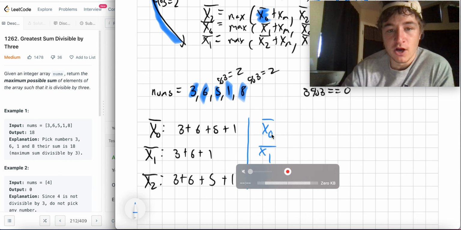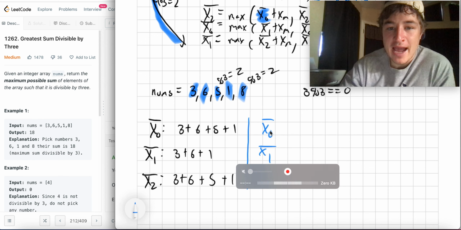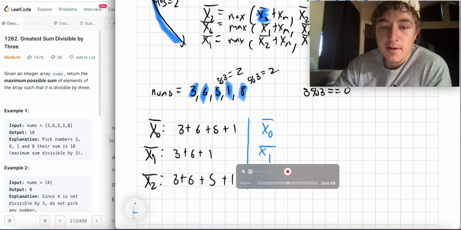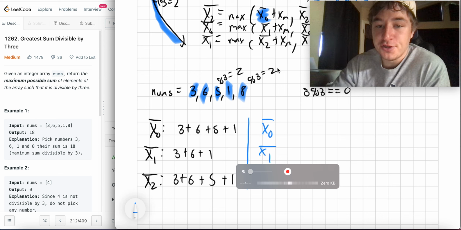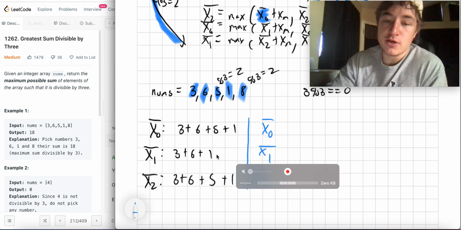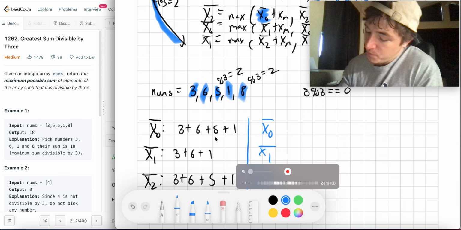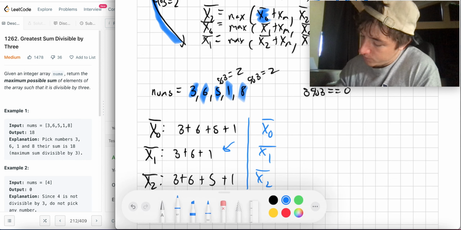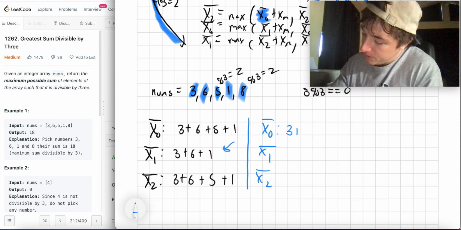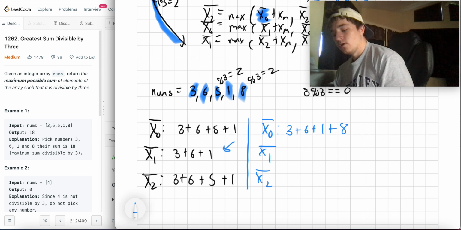Okay, so x0 equals the max of x1 plus our new element, or whatever it was before. So before, x0 was 3 plus 6 plus 5 plus 1. So it was 9, 10, it was 15. But if something mod 3 equals 2, and we have some sum mod 3 equals 1, if we add those together, they get mod 3 equals 0. So that means that it would be better to use this sum, right? And then we get 3 plus 6 plus 1 plus 8, which will give you 18.